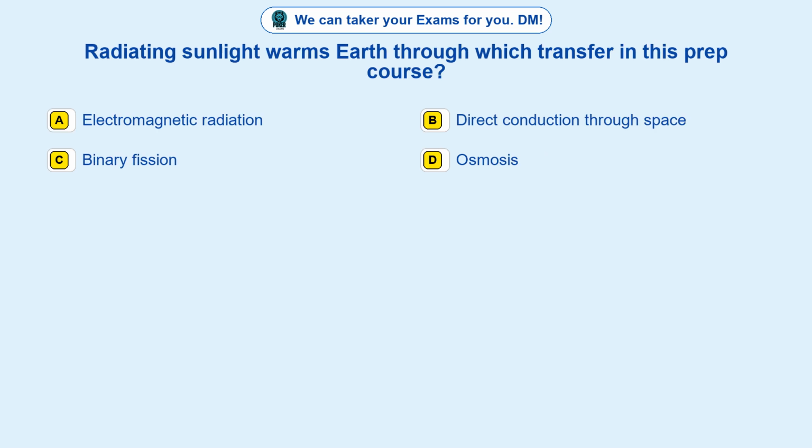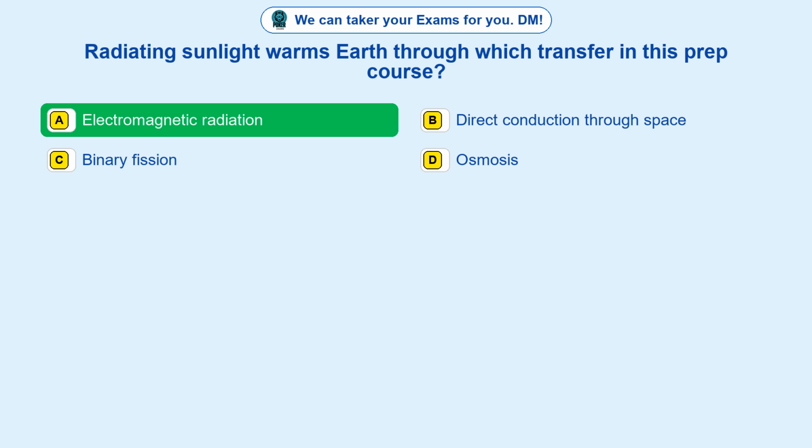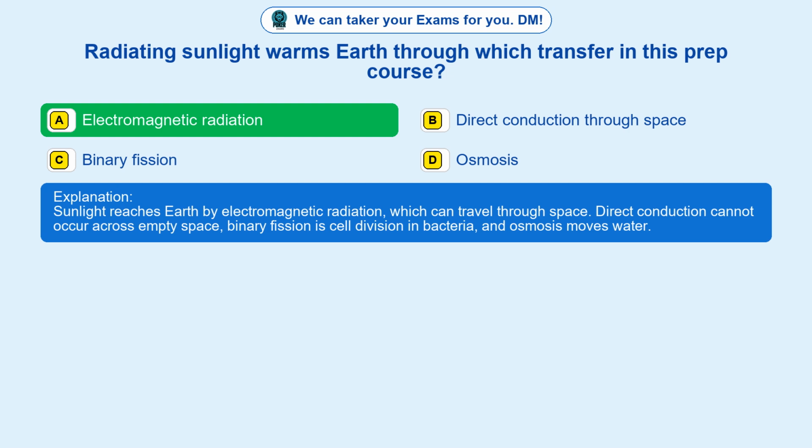Question 77. Radiating sunlight warms Earth through which transfer in this prep course? Option A, electromagnetic radiation. Option B, direct conduction through space. Option C, binary fission. Option D, osmosis. The correct answer is option A, electromagnetic radiation. Sunlight reaches Earth by electromagnetic radiation, which can travel through space. Direct conduction cannot occur across empty space, binary fission is cell division in bacteria, and osmosis moves water.